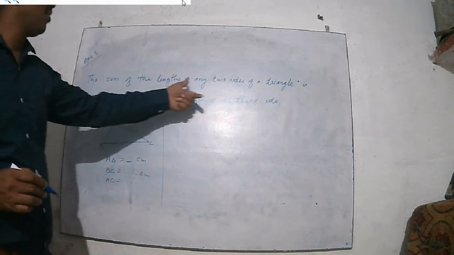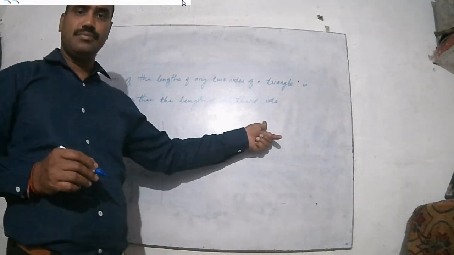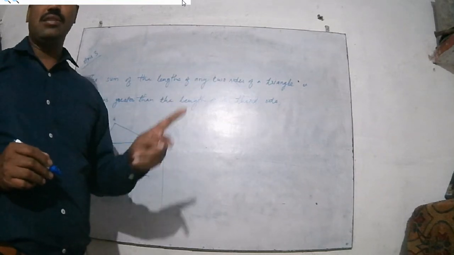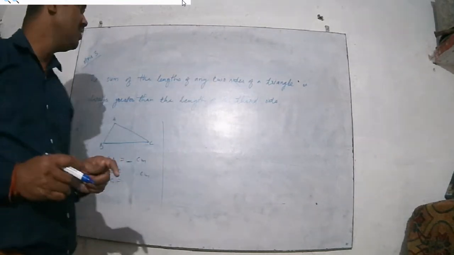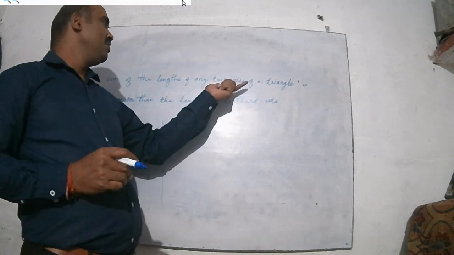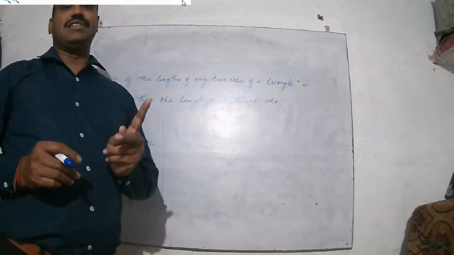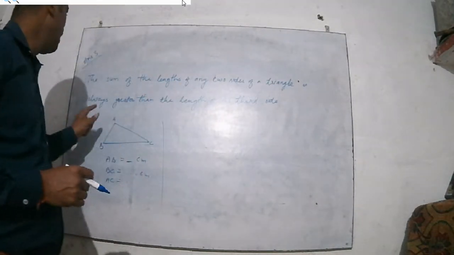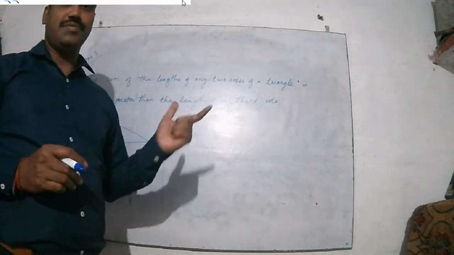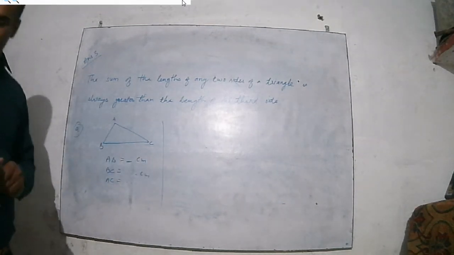The sum of the lengths of any two sides of a triangle is always greater than the length of the third side. Here you add one more line: the length of two small sides of a triangle is always greater than the length of the third side. So in this way you have to write and do it. Clear? Okay, now we come to the next.